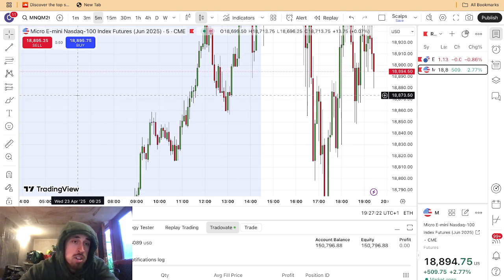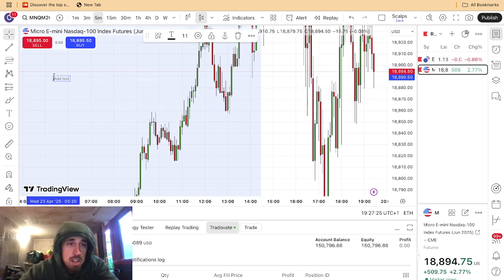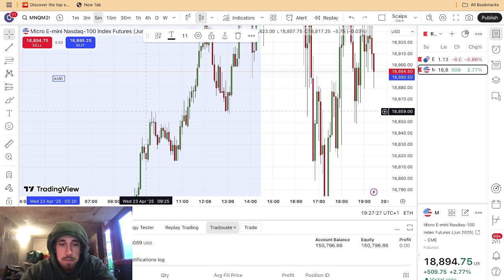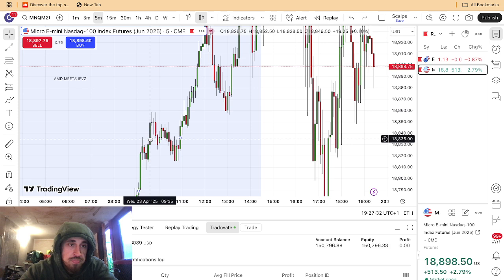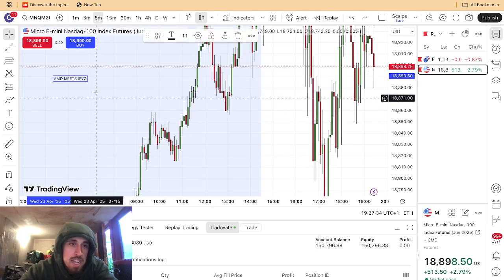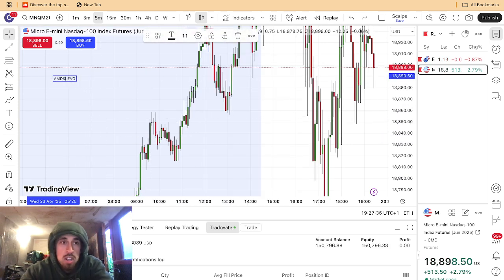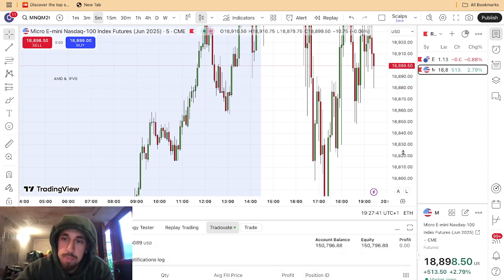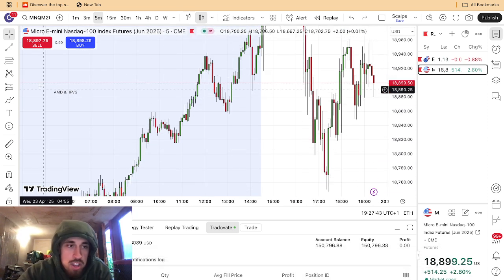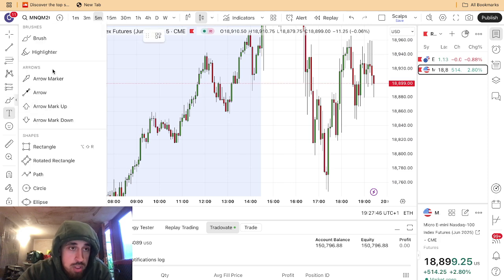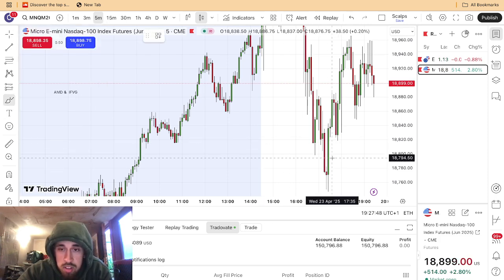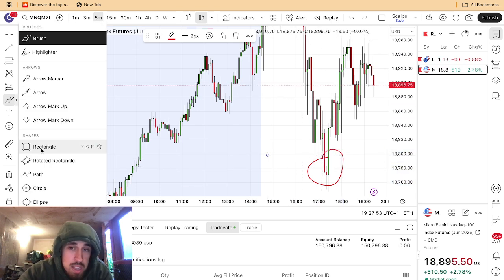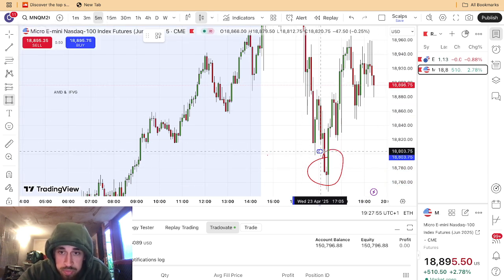Yeah, so it's an IFVG. Think about it as AMD meets IFVG, or AMD and IFVG, right? Because the IFVG, think about the IFVG as the manipulation. So this is the manipulation. When you think about it like that, it makes so much more sense, right?